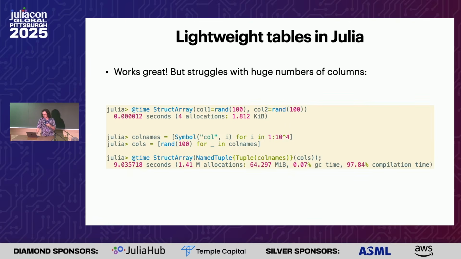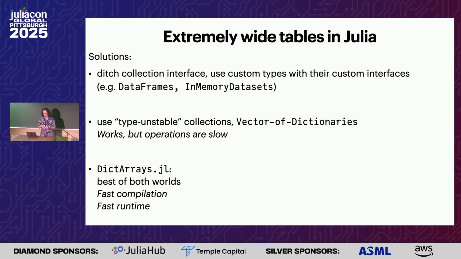You don't often need very wide tables, but sometimes you do. And what are the solutions if you really don't want to pay the compilation penalty? You can ditch the collection interface and use custom types like DataFrames or in-memory datasets. Alternatively, if you like the collection interface as I do, you can use type unstable collections. Maybe you can just put dictionaries into your vectors and say, okay, now these are my table rows. It does work. Everything works in this scenario. However, operations are slow as soon as you get heterogeneous types in your columns.